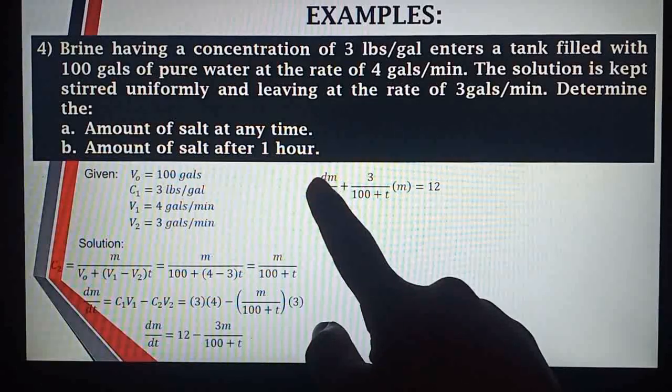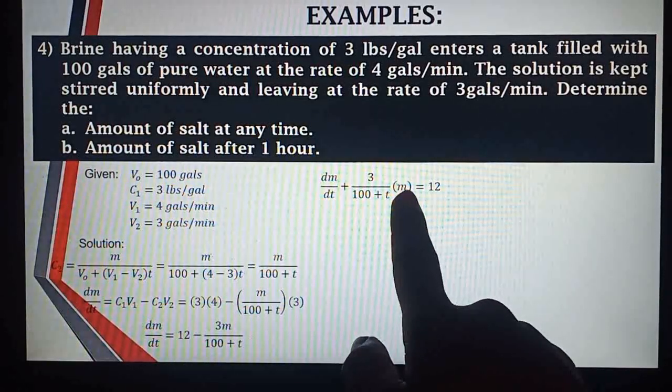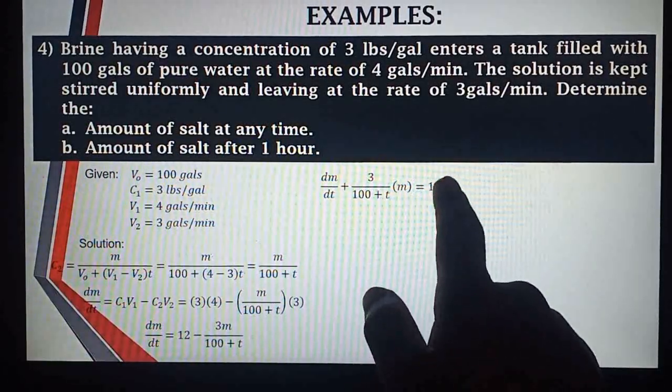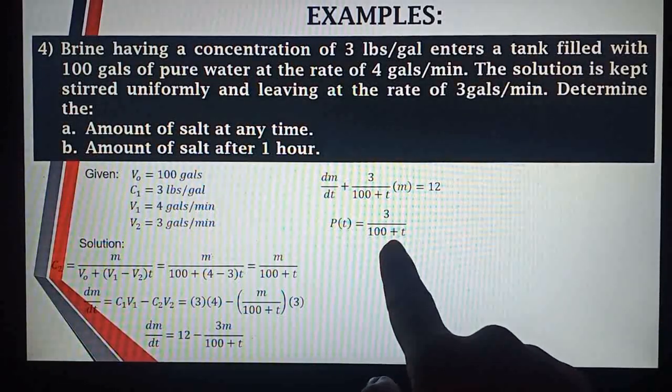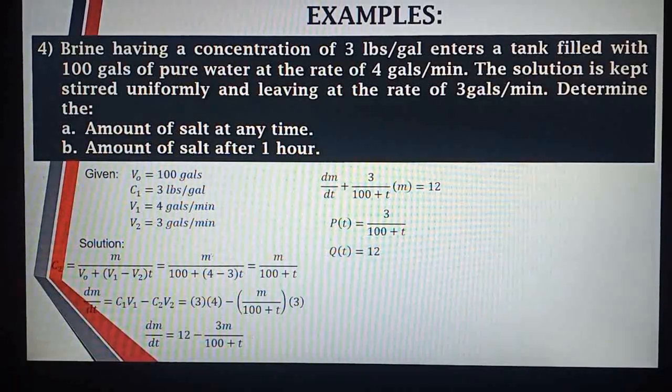So that is linear. This is dm, you have the multiplier m, then you have the p of t and the q of t. So you will have the p of t, which is 3 over 100 plus t, and our q of t is 12.